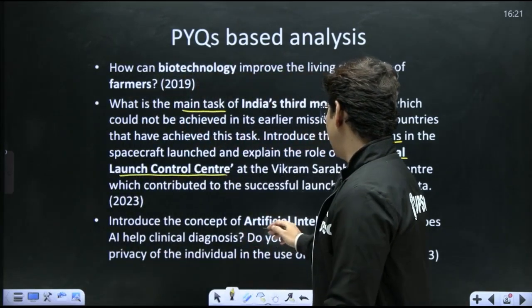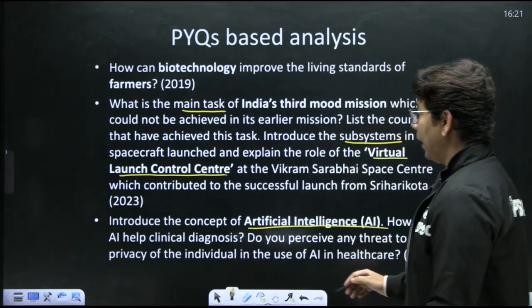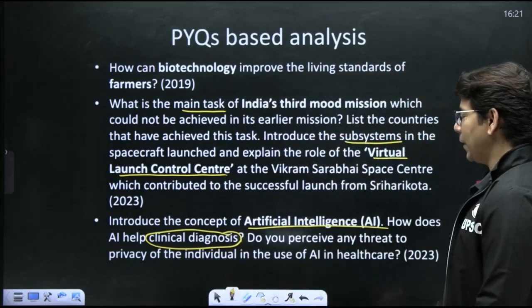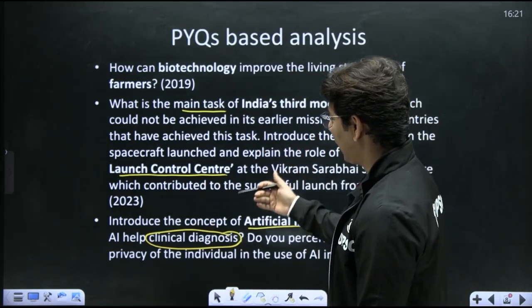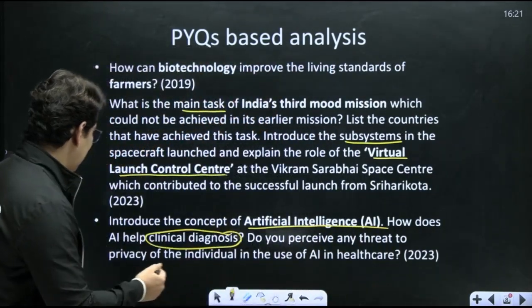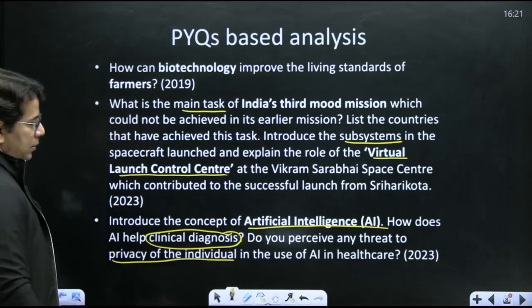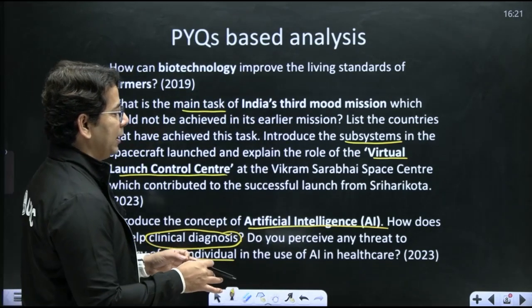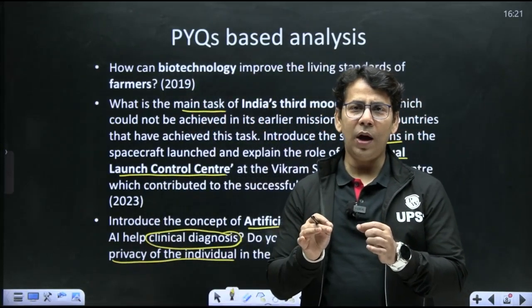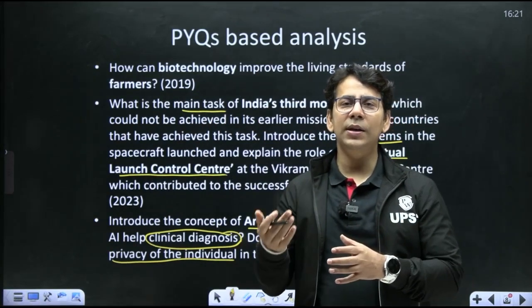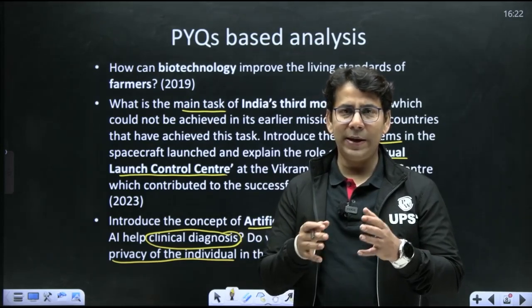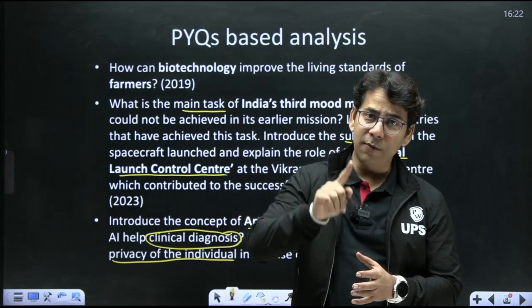Now, like I told you, AI, artificial intelligence, right? And how AI helps in clinical diagnosis, right? And not only that, AI is doing clinical diagnosis, and you know that the data of clinical diagnosis is private in nature. So they linked it with the privacy of the individual, right? When we use AI in healthcare, it's not too technical. It's about how broad, how 360 degree you can think about it, and how much aware you are of that technology and its application and the other areas of the GS as well.